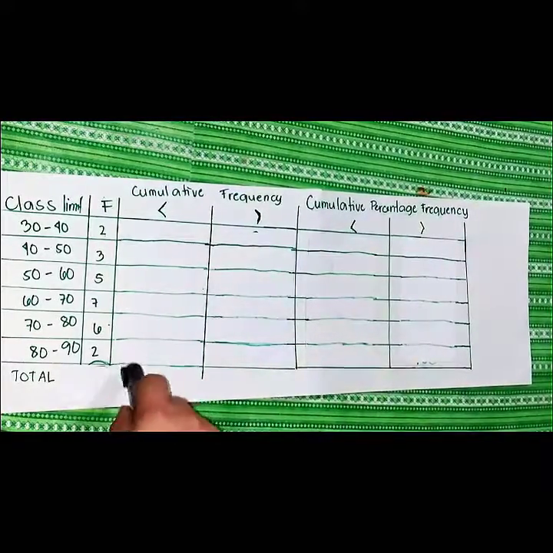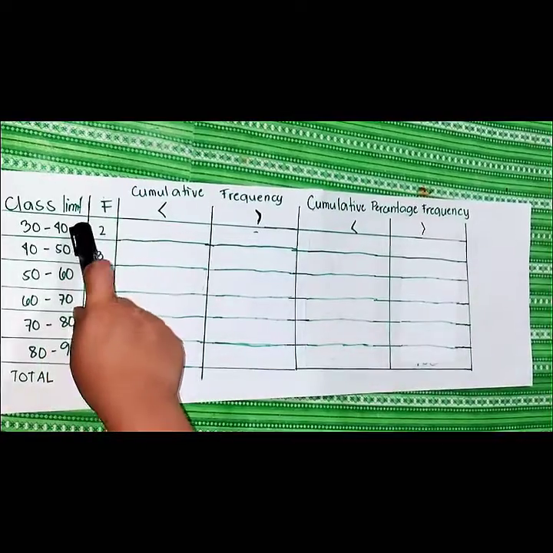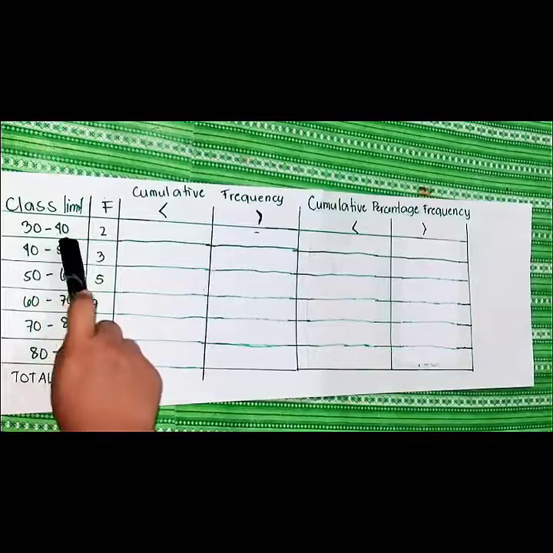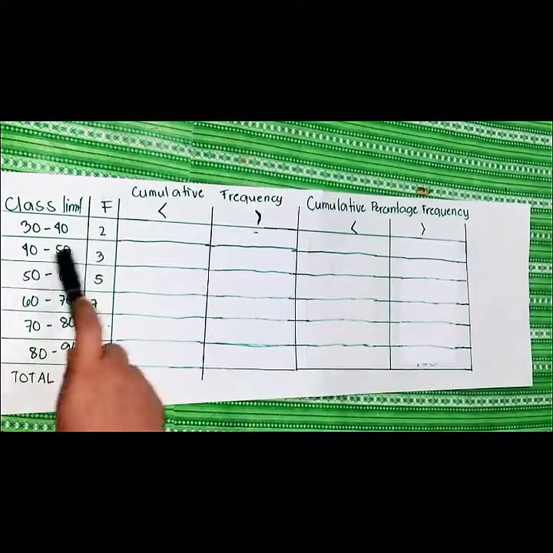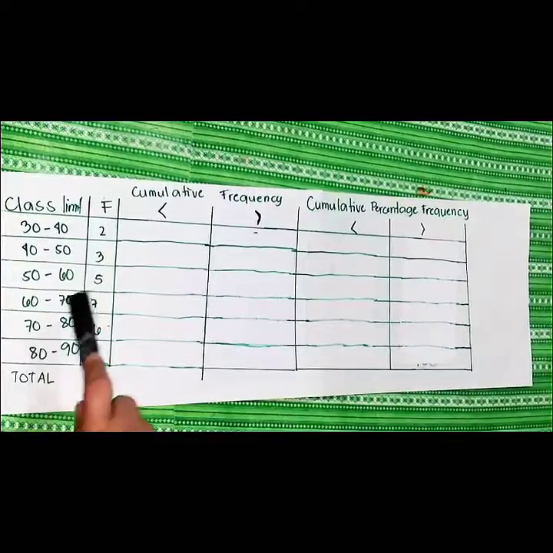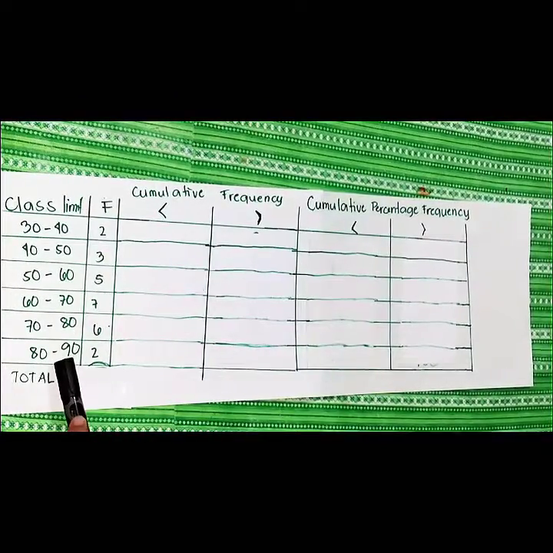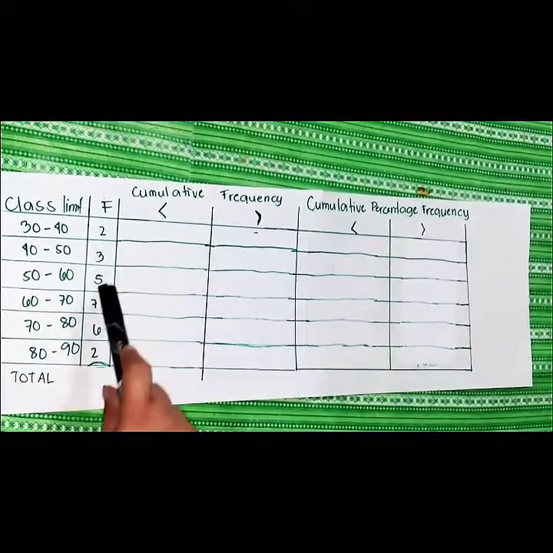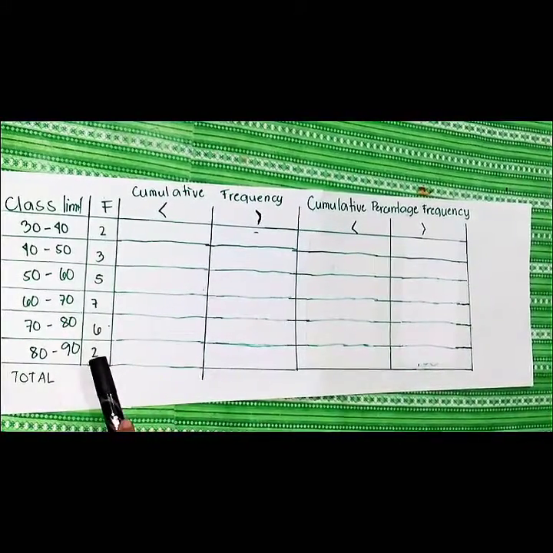Now, in my table, we have a class limit and the frequency. Our class limits are 30 to 40, 40 to 50, 50 to 60, 60 to 70, 70 to 80, and 80 to 90. In our frequency, we have 2, 3, 5, 7, 6, and 2.